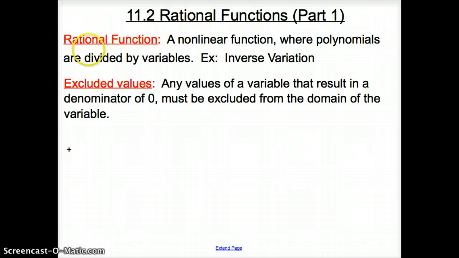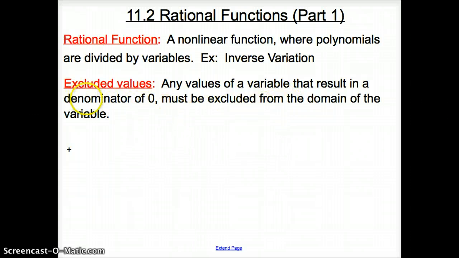We're going to jump right into things with our very first vocab word, rational function. A rational function is a nonlinear function where polynomials are divided by variables. An example of a rational function is an inverse variation. Inverse variation is what we've been covering for a couple days. We have a couple curves on our graph that we've been graphing.